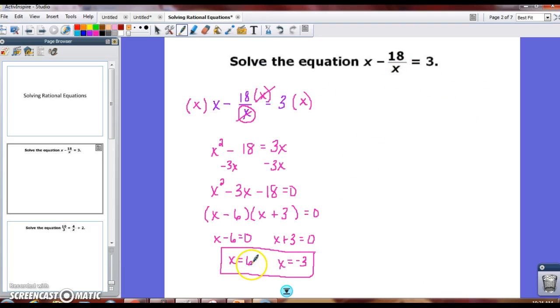So I can use 6 or negative 3. Neither one of them make that denominator 0. So those are both going to be my solutions.